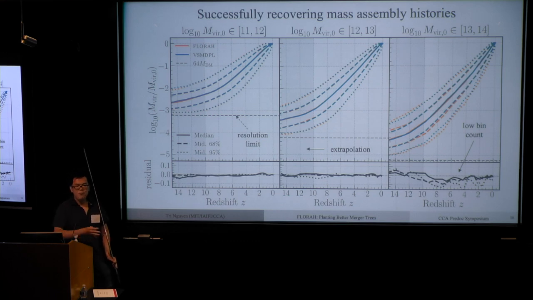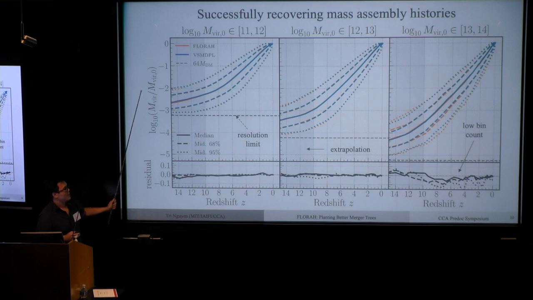And now I'm moving from individual trees to looking at population statistics. Here, basically I'm showing you the same plot, just the mass as a function of redshift, but instead of showing individual trees, I calculate the median and the 68th percentile and the 95th percentile containment regions. And as you can see here, the line by FLORA follows the line by very small MultiDark very, very closely. And I plot the residual in the bottom panel. And as a reminder, the shaded region is the extrapolation region. The network has never seen this extrapolation region, yet it is robust enough to be able to capture the population statistics within it.